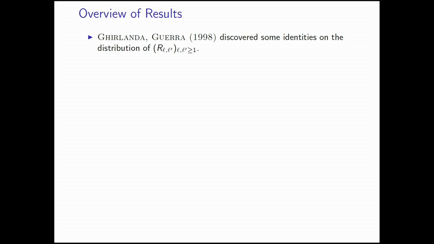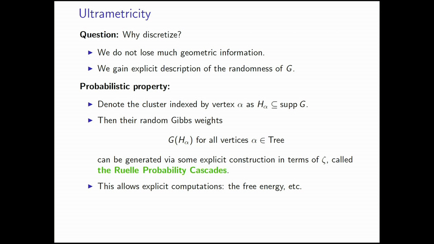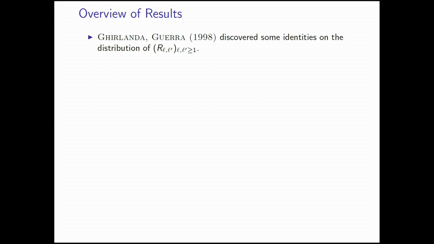So let me do a quick overview of my second talk, what I will talk about. So all of this is the Parisi solution. Now we can prove all of these statements. And the mathematical results start with this paper of Ghirlanda and Guerra, where they discovered some identities on the distribution of the overlap. So I'll show them also in the second talk. And when they discovered them, people realized very quickly that if you combine them with ultrametricity, you completely reconstruct this whole picture.